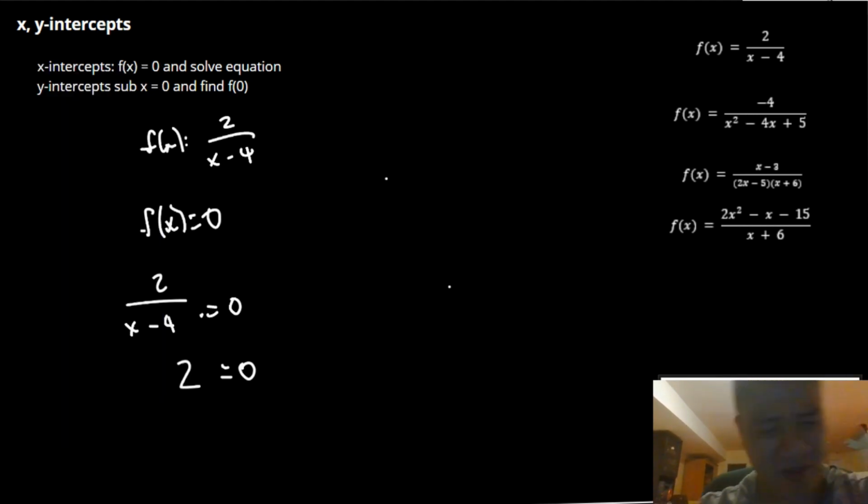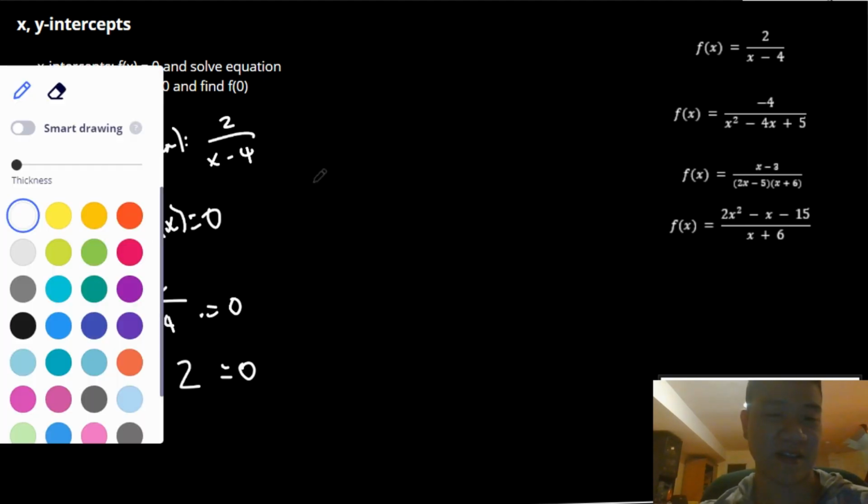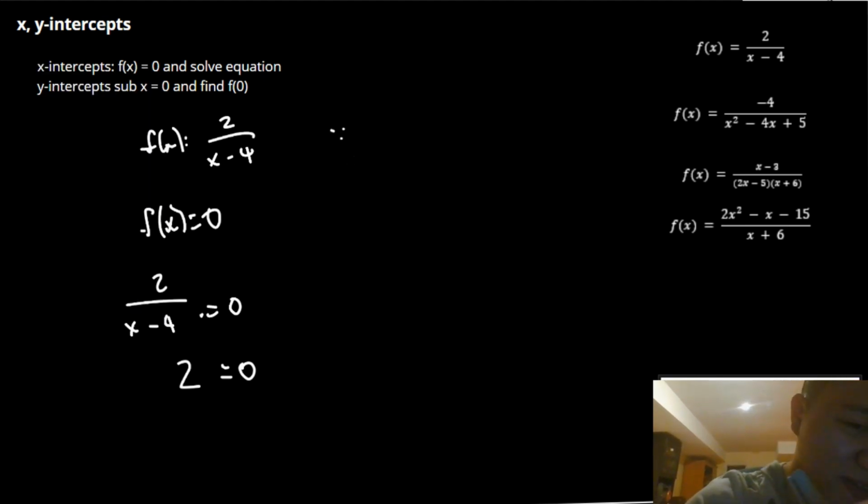So this is kind of weird, right? What this is saying is 2 equals 0. And what this means is that we actually don't have any x-intercepts. This is nonsensical. When we try to put 0 into our function and we get something nonsensical, it means that it's impossible for our function to have any x-intercepts. So once you get something that doesn't make any sense, we can just say that there are no x-intercepts, because 2 does not equal 0.